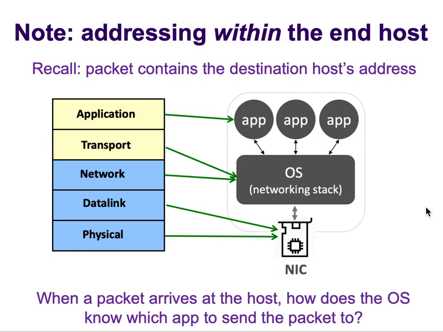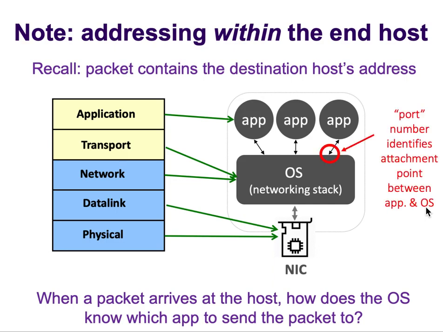Right, exactly. So there should be some information in the header that allows the OS to know which application this packet has to go to. I haven't told you about this piece of information so far, so you didn't actually have enough information to know how this packet makes it to the application. So now we're going to introduce this concept of a port: in the header there's going to be a port number that identifies which application the OS has to send the packet to. In particular, that port identifies the attachment between an application and the operating system.